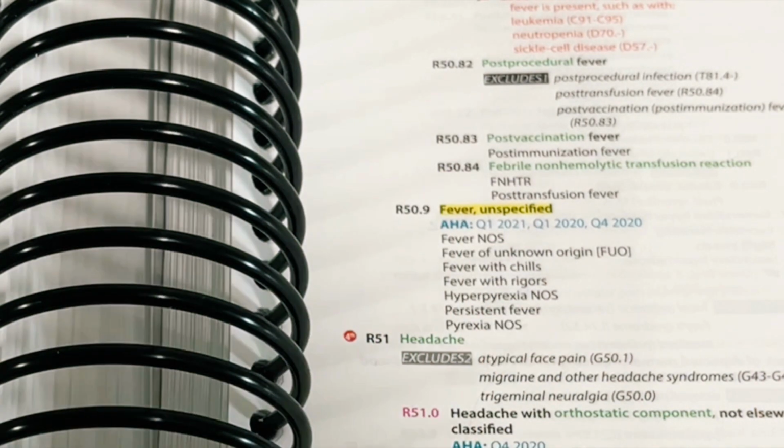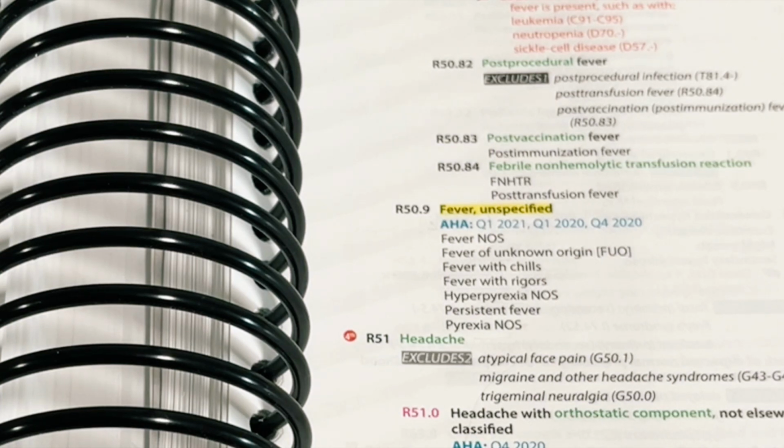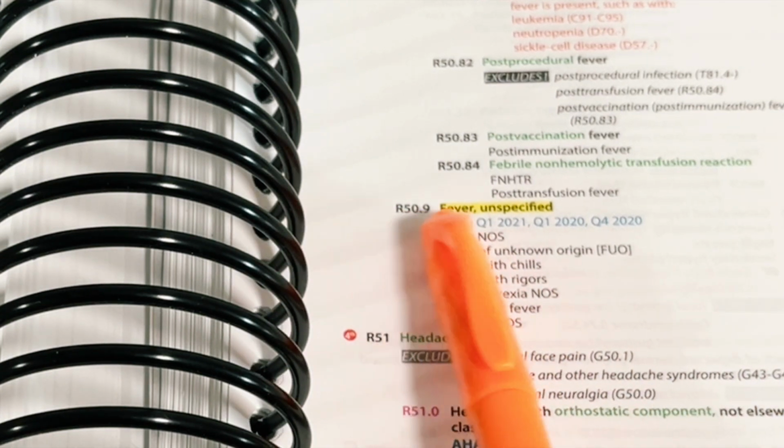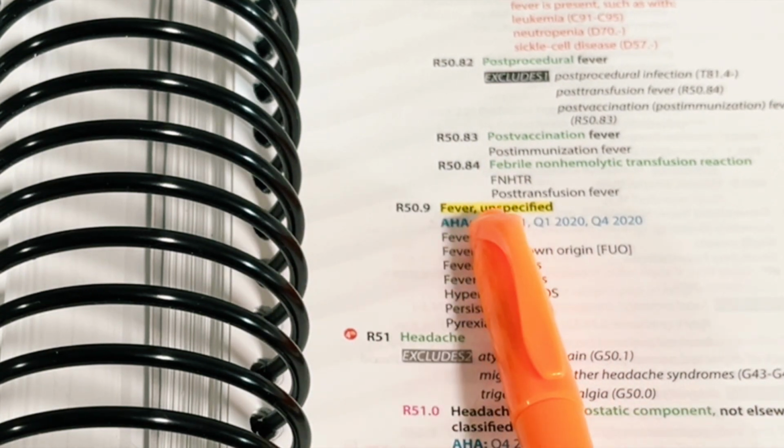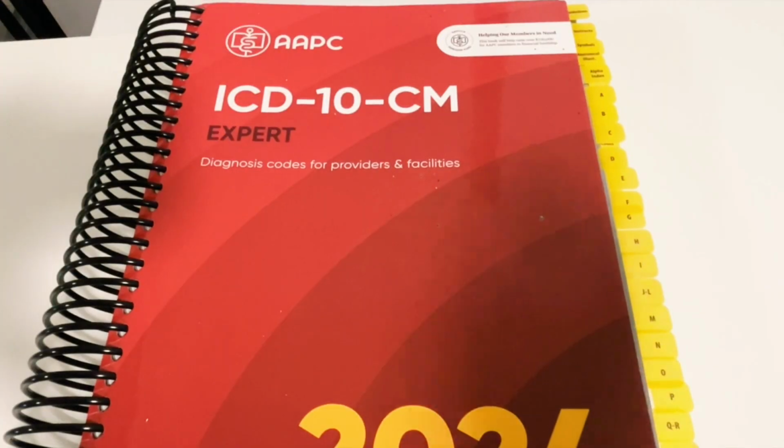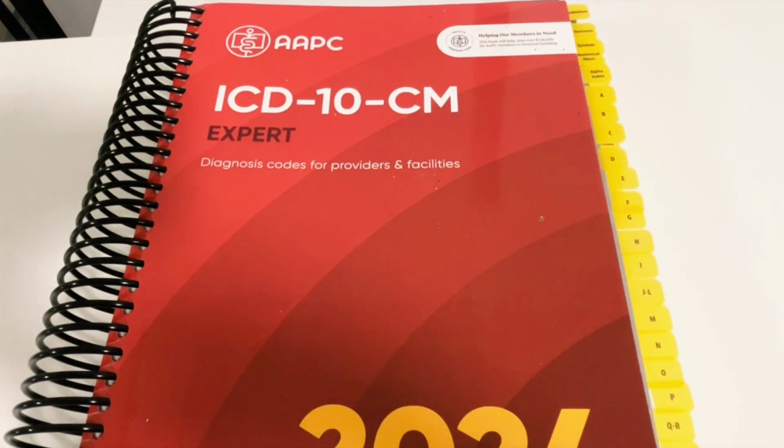We started from the alphabetic index. We found the fever for letter F, and we found R50.9. We confirmed it in the tabular list by starting from R for R50.9, and that is the final code, R50.9 for fever. All right, coder friends, if that first example is not clear yet, let's go find another condition.